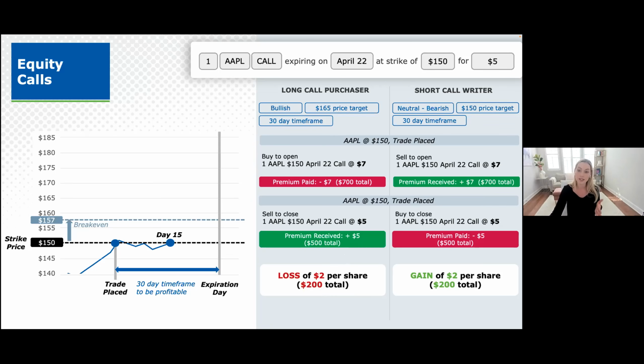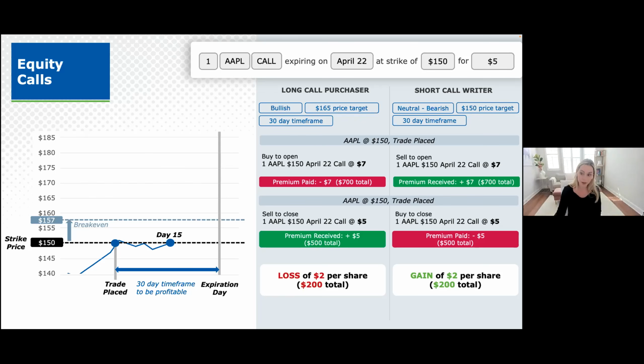And therefore, since that $2 of extrinsic value has depleted, they can buy back for $5 and make a gain of $200 in this case. So you can see the differences there of time if the stock doesn't move at all. And these were real prices at a snapshot in time. So that's an important component.